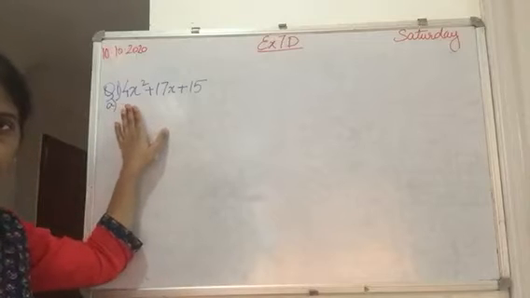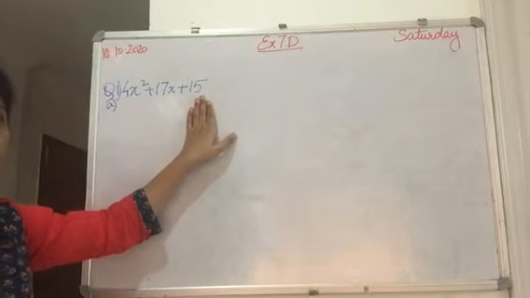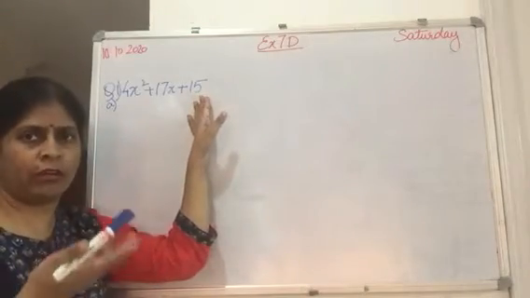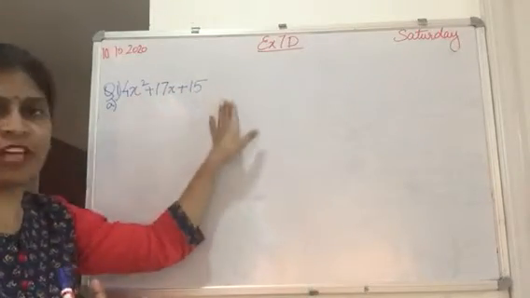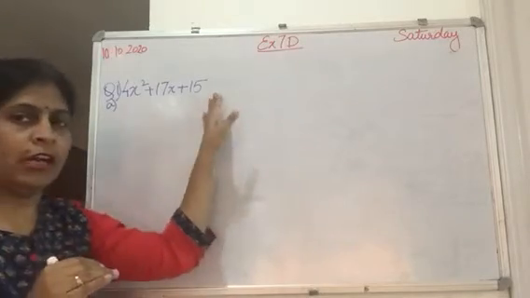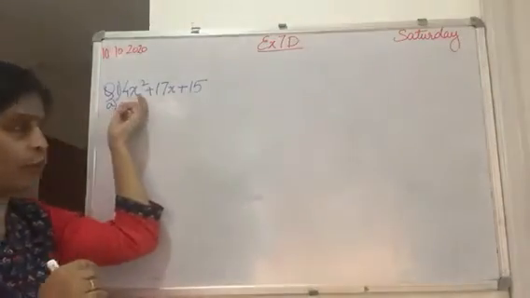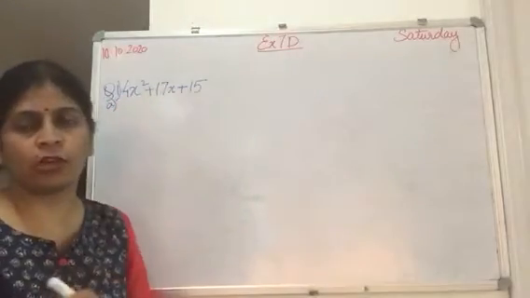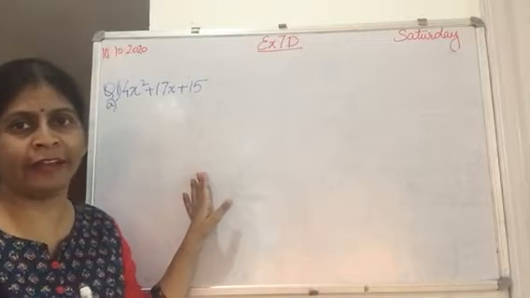First we check the HCF method, nothing is common in that. So we will not do the HCF method, then we go for regrouping. Regrouping should have 4 terms, so we have 3. We will not do regrouping. Then we go for identity. Now for identity, this is a perfect square. 4x square is the perfect square of 2x. But 15 is not a perfect square, so we will not apply identity.